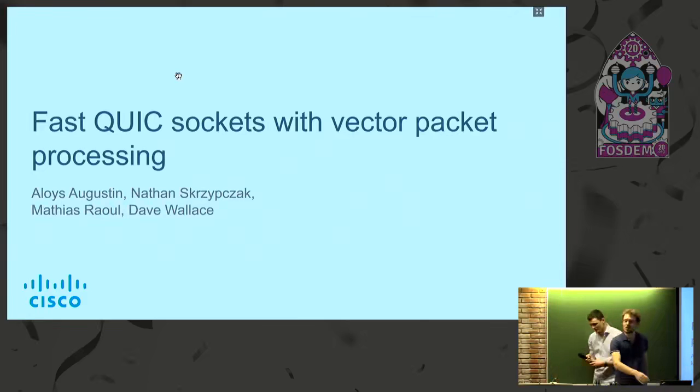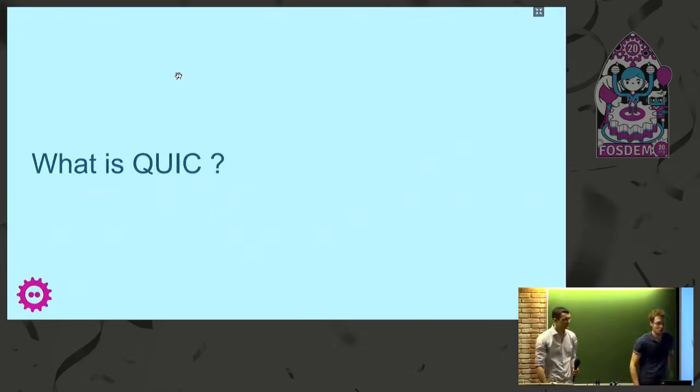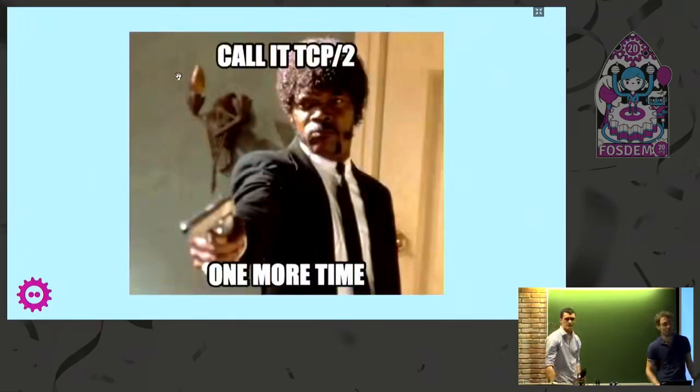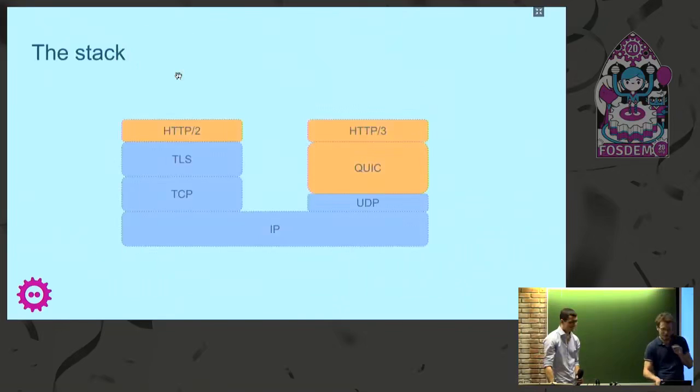Right. Okay. So first, what is QUIC? I'm not sure everybody's familiar with it. We've been dealing with UDP and TCP for a while, and QUIC is supposed to be the successor of TCP. Some might call it TCP2, but not everyone does agree. But more seriously, how does it play with the stack that we have for now?